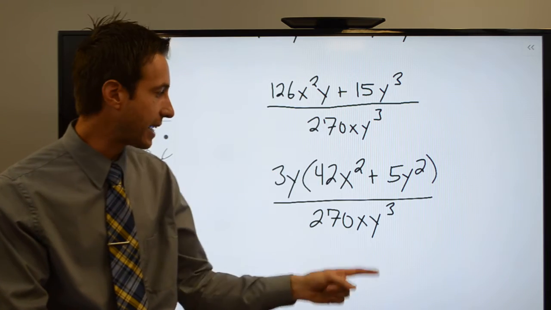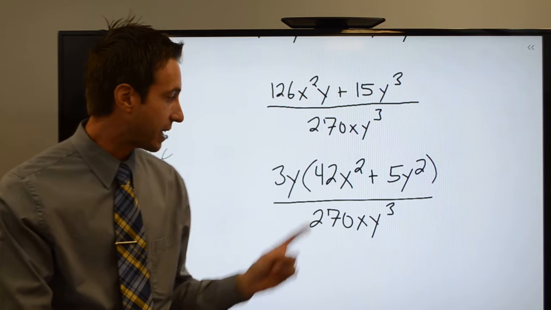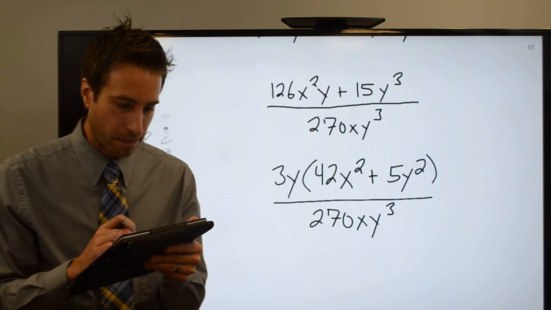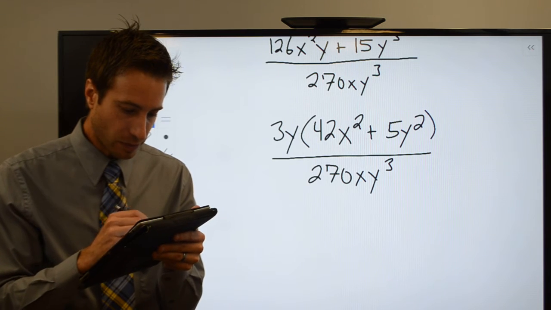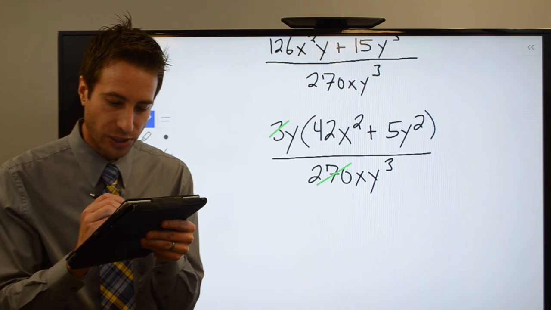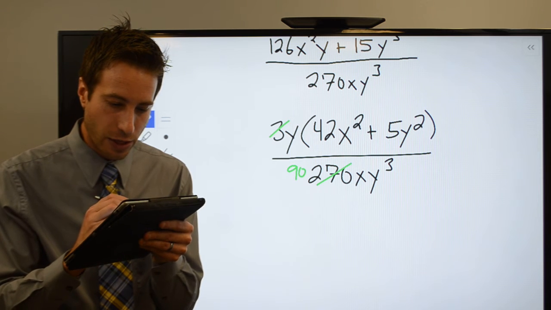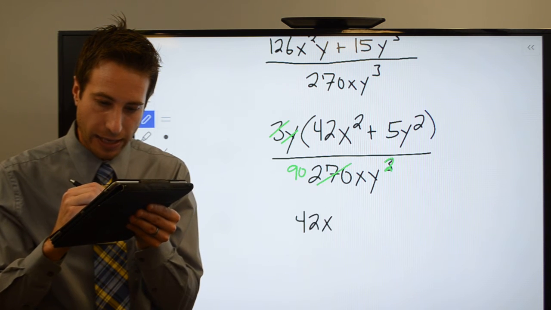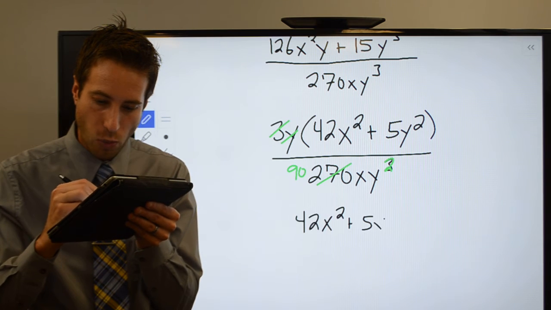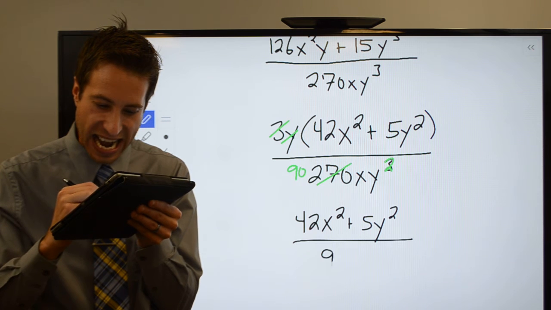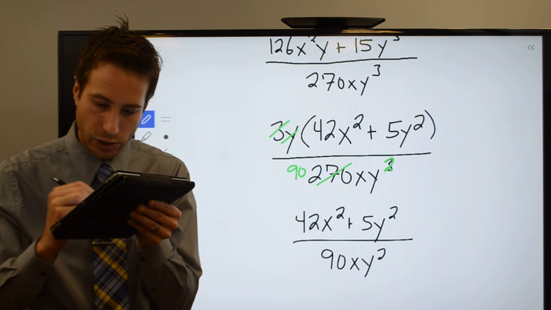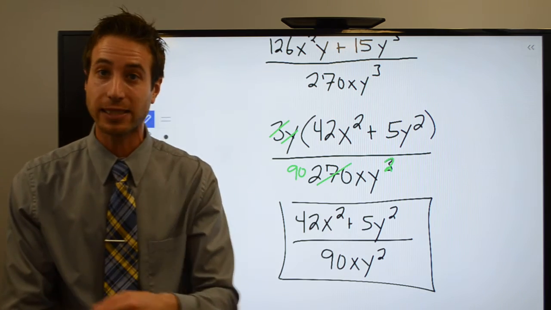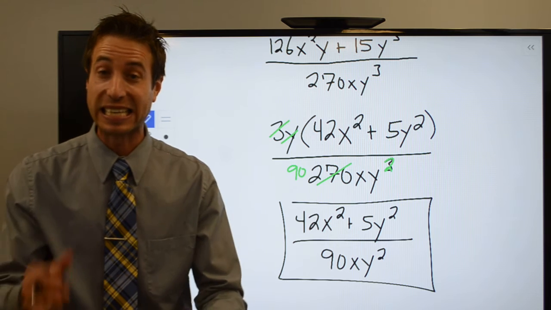It's a little tricky, but you find it, you factor it out, and now, because I have multiplication here, I can cancel top and bottom. So here's what happens. The 3 cancels with the 270 and gives you a 90. The y turns that into a y squared. You wind up with 42x squared plus 5y squared all over 90xy squared. All right, this is the same answer we got doing it the first method, finding the LCM.